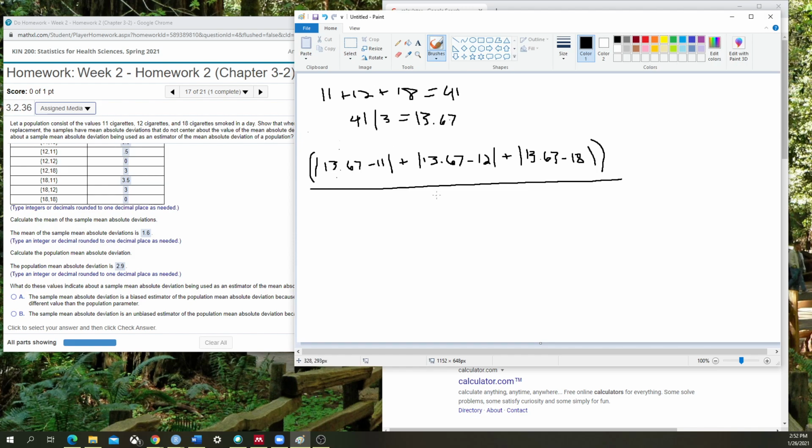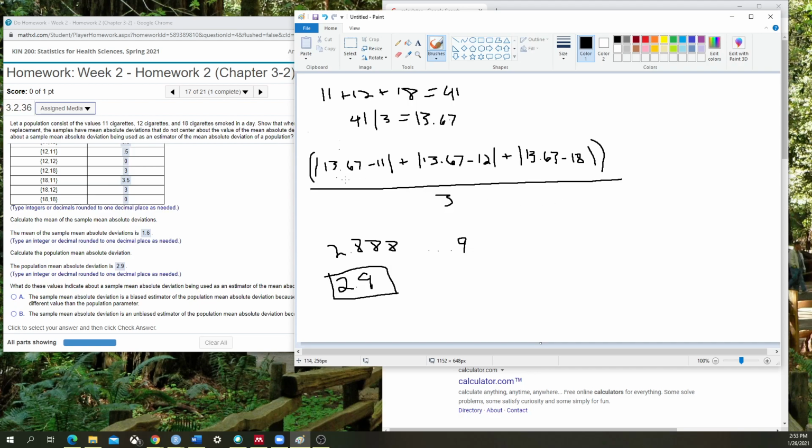1, 2, 3, so 3. If you put this into a calculator that has the absolute value function in it, you're going to end up with the answer 2.888 dot dot dot 9. The instructions are to round again just to one decimal place, so I'm going to get the answer 2.9. And that's what I input here, and that is correct.